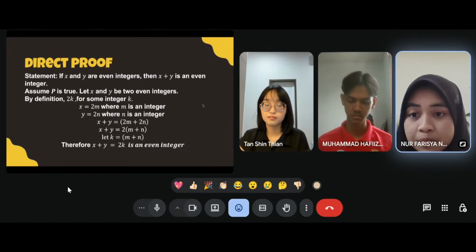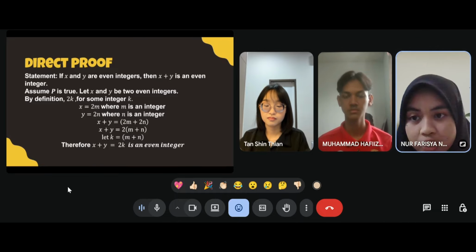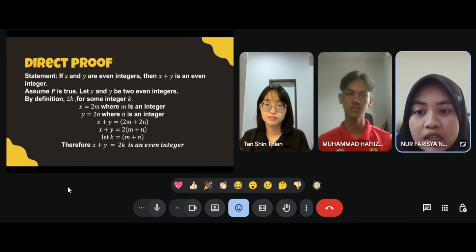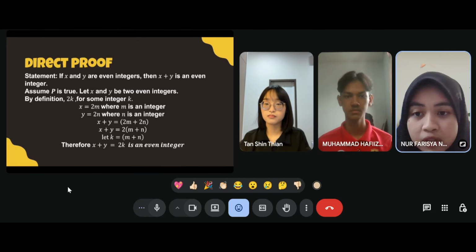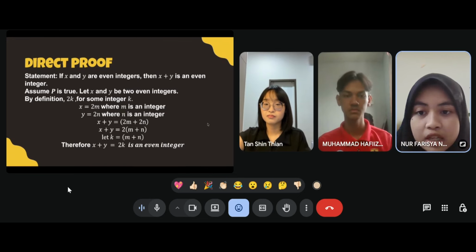So the next is: if x and y are even integers, then x plus y is an even integer. So assume P is true. Let x and y be two even integers. By definition, we know that 2k is an even integer for some integer k. x equals 2m, where m is an integer, and y equals 2n, where n is an integer. x plus y equals 2m plus 2n. We factor out 2: x plus y equals 2(m plus n). Let k equal m plus n. So we get that x plus y equals 2k, which is an even integer.